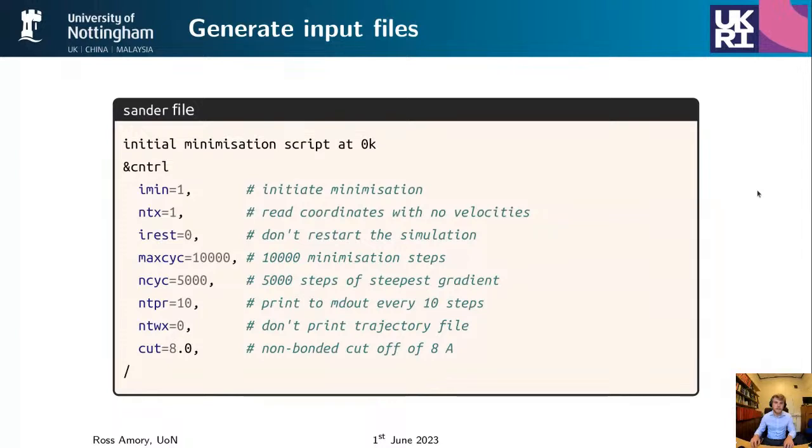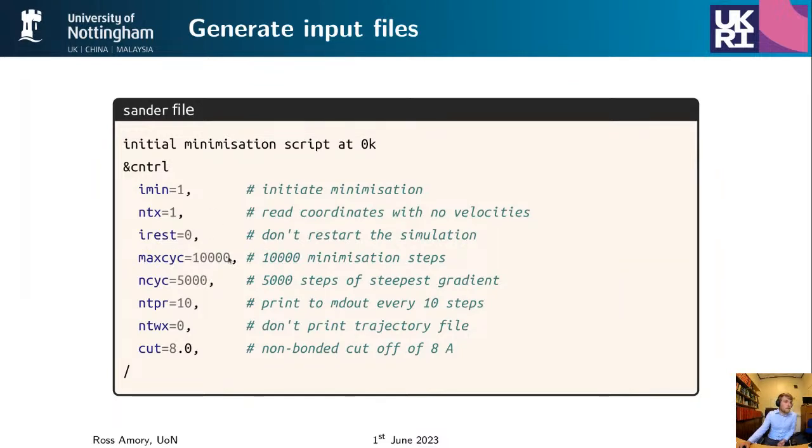And so the first thing you need to do is minimize the system and reduce steric clashes, or if there's any small kinks within the protein structure, it allows the system to relax, so that when you start calculating dynamics, those dynamics don't quickly escalate and cause a system explosion. So really important, you've got this imin equals one, that's telling Amber that you're going to perform a minimization.